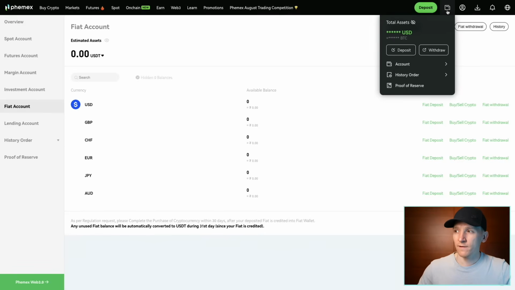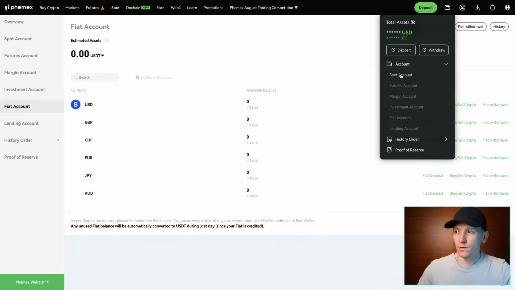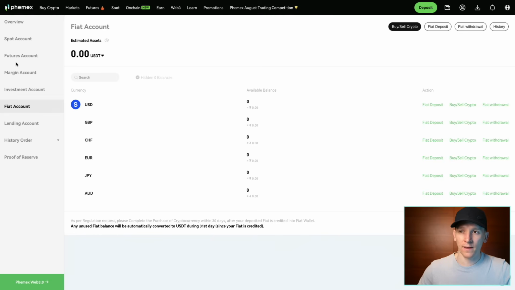So go into your wallets here, go to account. You can see all your different accounts here. Any of these is going to bring up this page, and on the left-hand side, you can go to your different accounts. You can see the fiat account here. You can make fiat deposits on the right-hand side. It's just going to give you their banking details. You can send a bank transfer over to their bank details. Then you'll get your fiat account with a balance. And as it says here, you have to transfer that into a cryptocurrency within 30 days. You can, of course, withdraw it as well if you want.